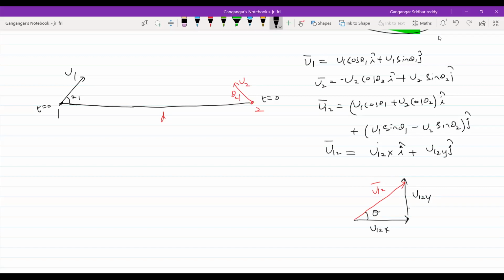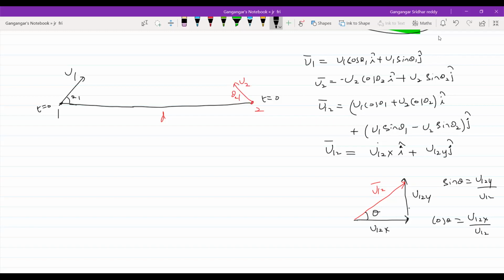Sin theta, cos theta is needed here. What is u12? This formula is there. What is u1x, u2x? That we know the value. So what is sin theta? Let's define the terms. Sin theta is equal to u12y by u12. Cos theta is equal to u12x by u12. Keep it here. Let's come to the displacement triangle.